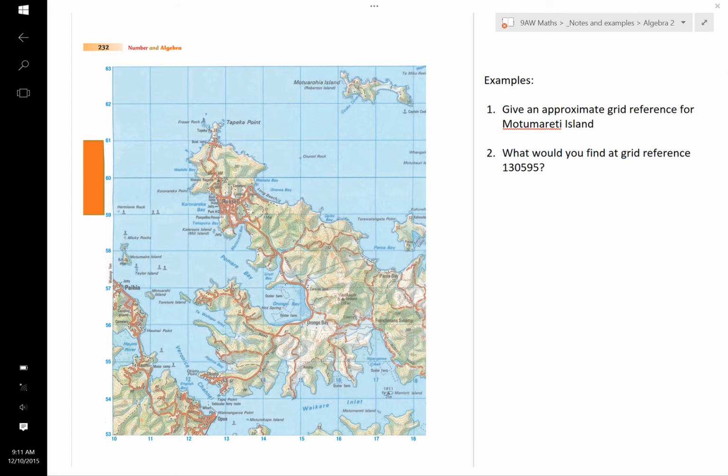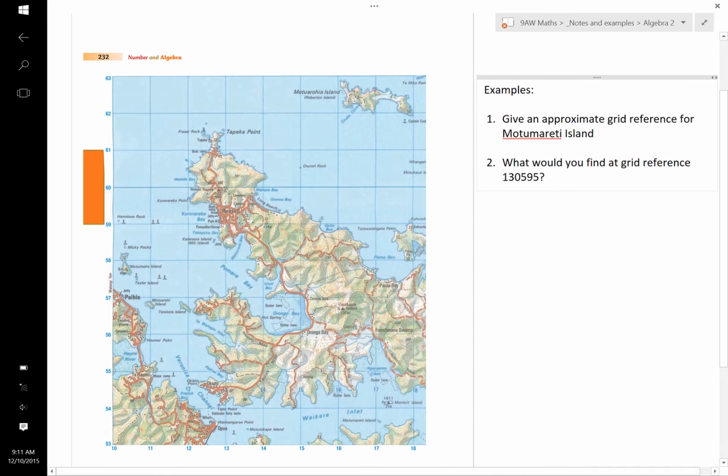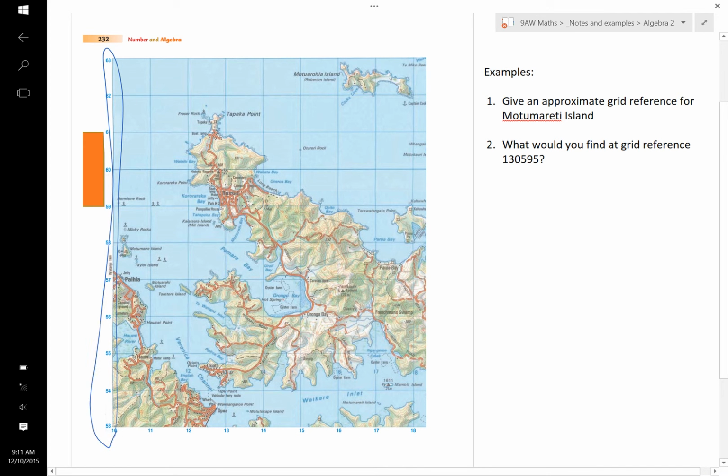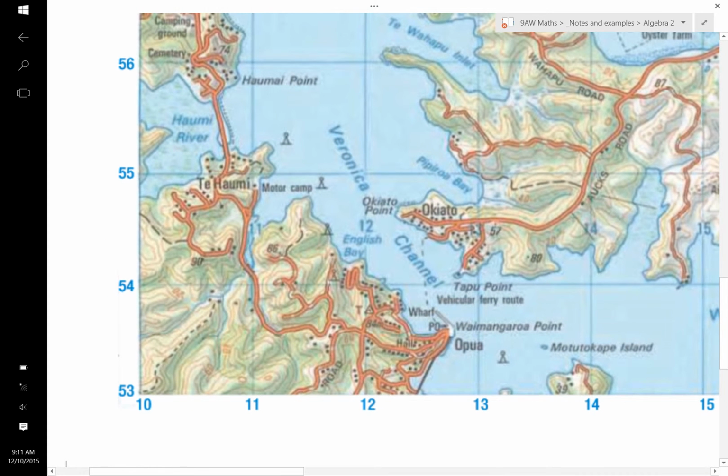Hi Year 9s, in this video we're looking at grid references again, and in this one we're looking at proper map grid references. You notice that we've got some numbers along here on the x-axis, and some numbers along here on the y-axis. The way they work, if I come into this corner here, is if you pick any particular point on the map, you need to see where it lands if you draw a line straight down to here, and see where it lands if you draw a line straight across.